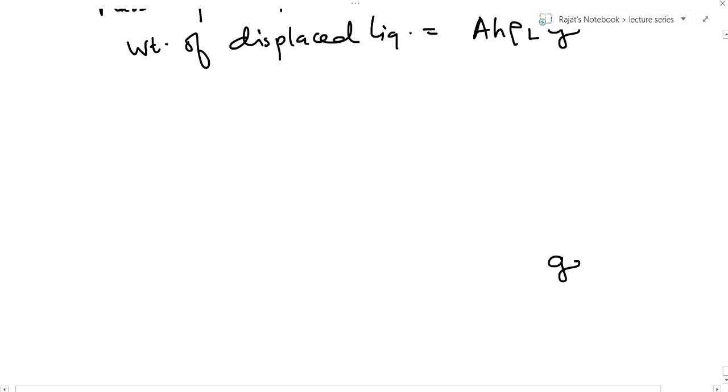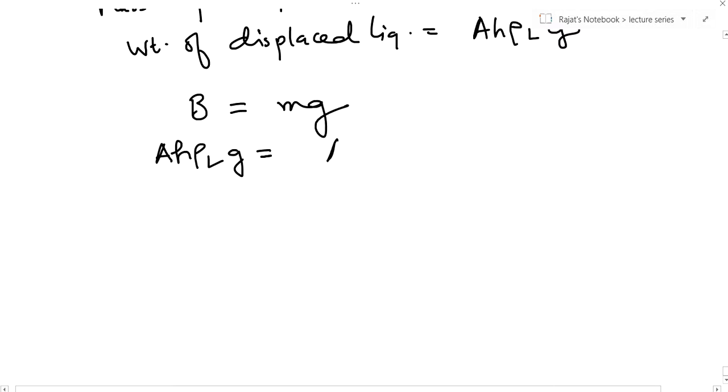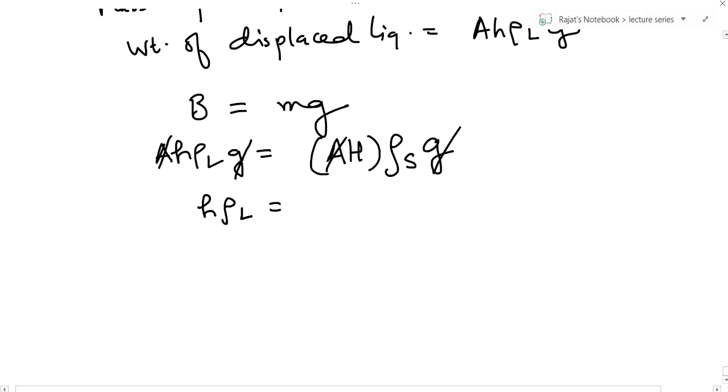Now let me apply the principle of flotation. B is equal to mg. So A h rho L into g is equal to the mass of solid, that will be A into capital H, the total volume of solid, into density of solid into g. So g cancels out, A cancels out. What we get? h into rho L is equal to capital H into rho S. This is the first equation.